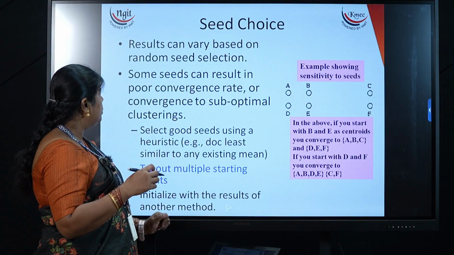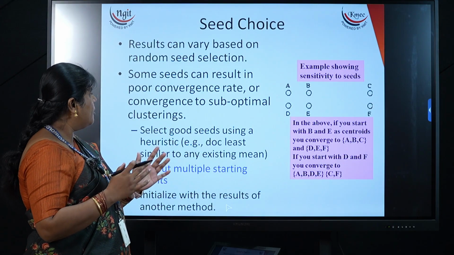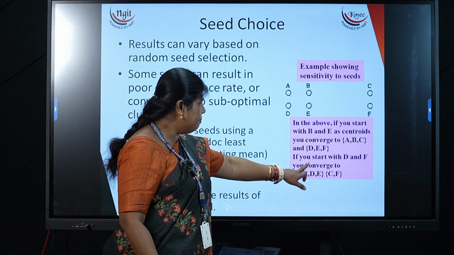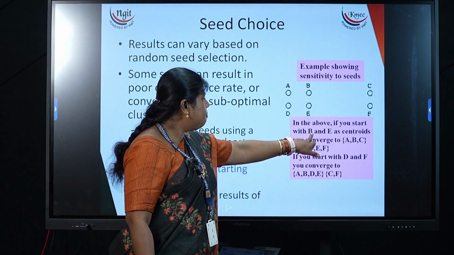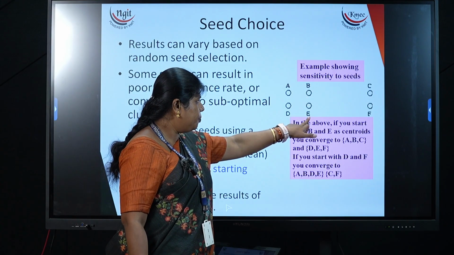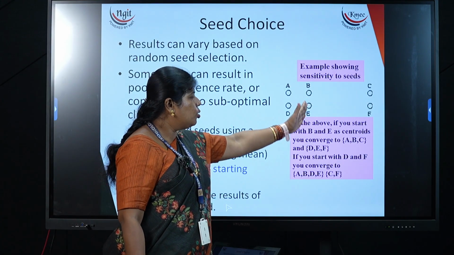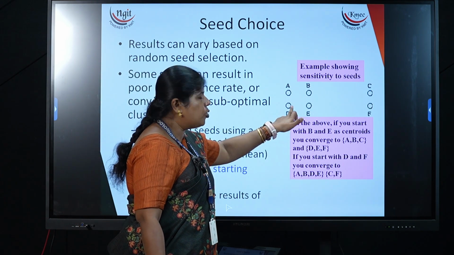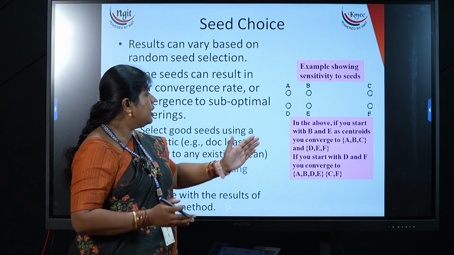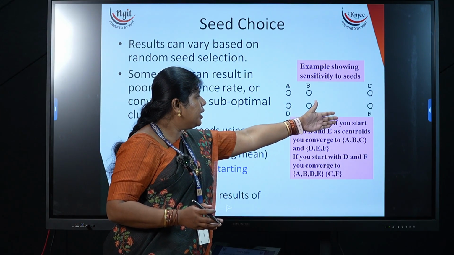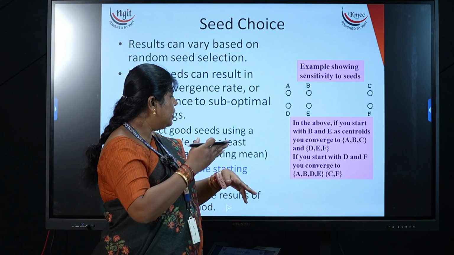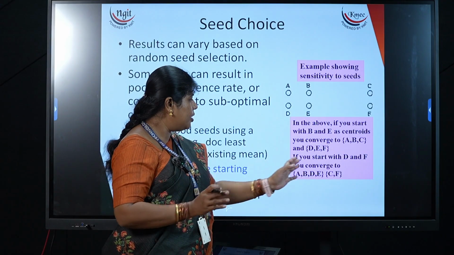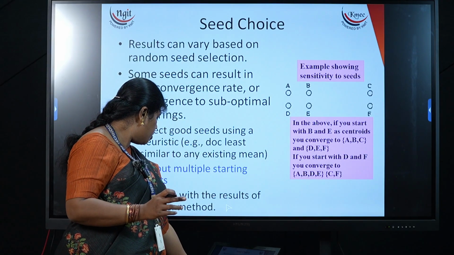Now, you can see on what basis you are choosing a seed. Okay. Now, look at this example. Here I am considering B and E as seeds. Now, I want to assign the documents to these seeds. You can see that these 4 documents are very close to each other, so their distance will be less, but the documents C and F are far away. So, how will your clusters be formed? A, B, D will be one cluster and C and F will be the other cluster.